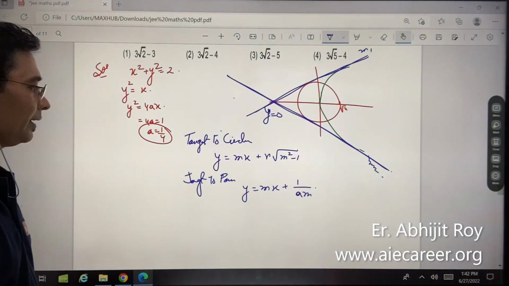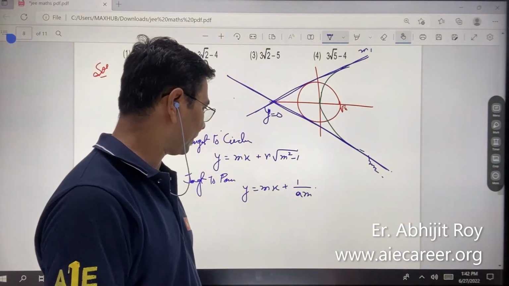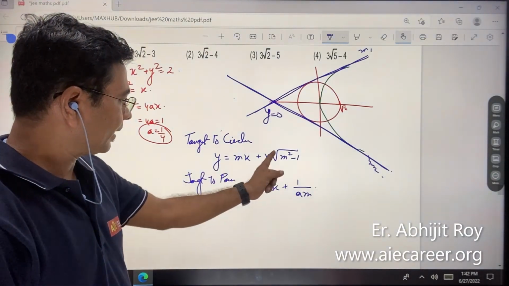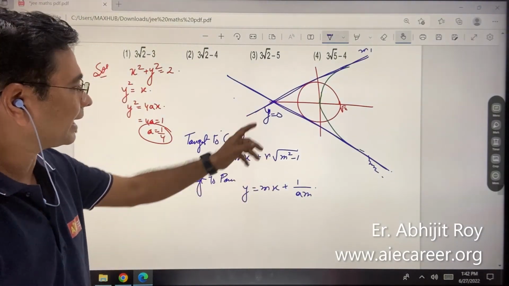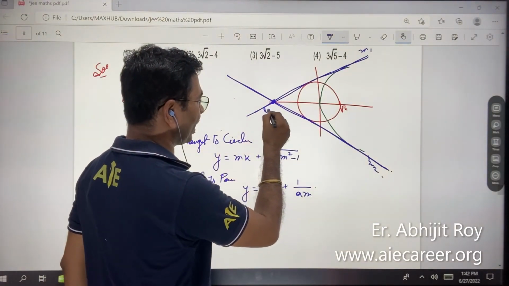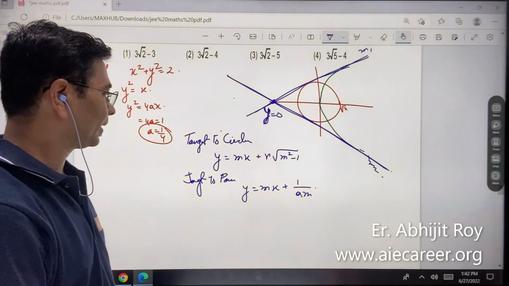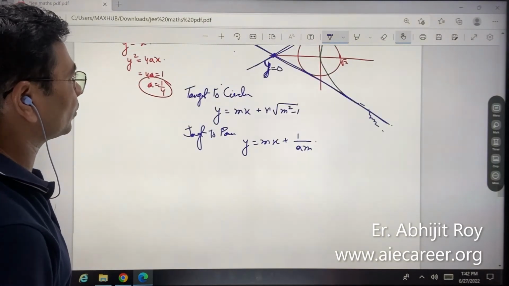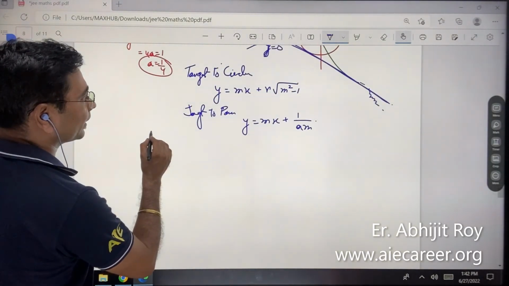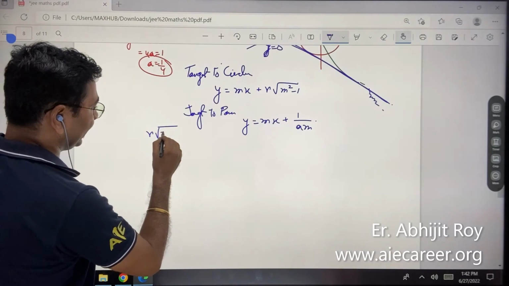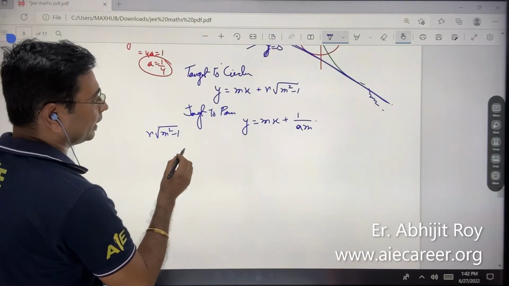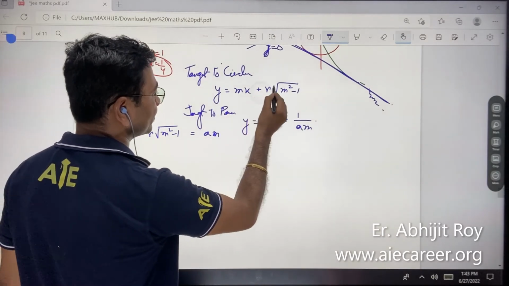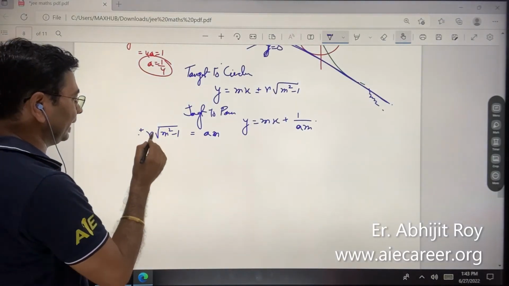So these are the two equations, tangent to the circle and tangent to the parabola. Now mx will remain the same, and these two need to be equal because at this particular point y is the same. To make these two the same, I will simply say r under root m square plus 1 has to be equal to 1 by am, and this is plus minus because it is for the circle.